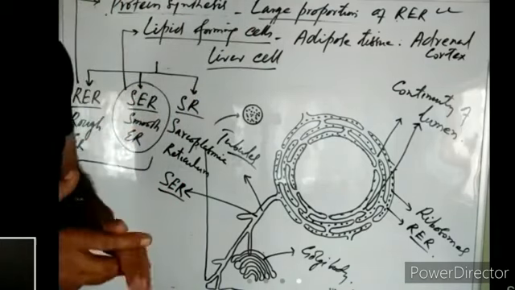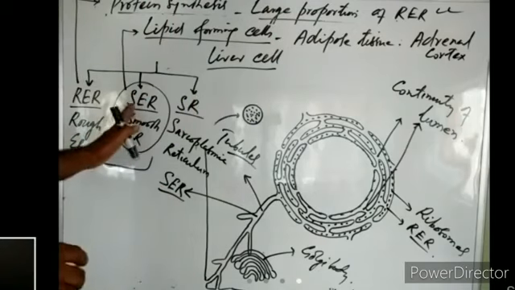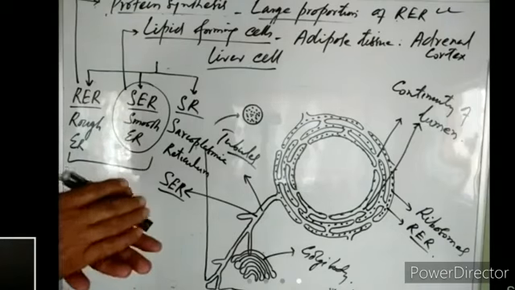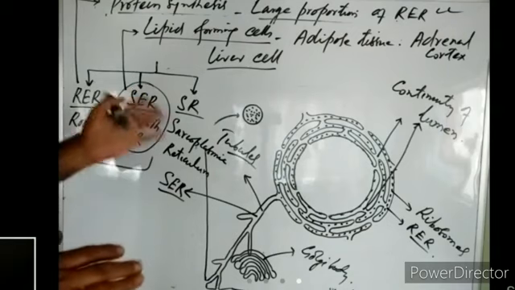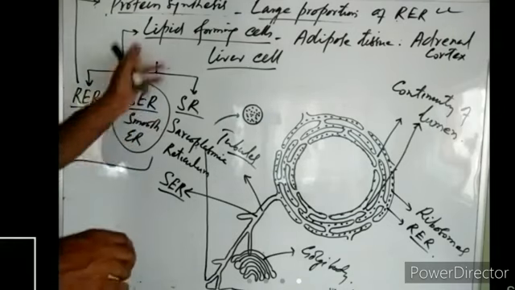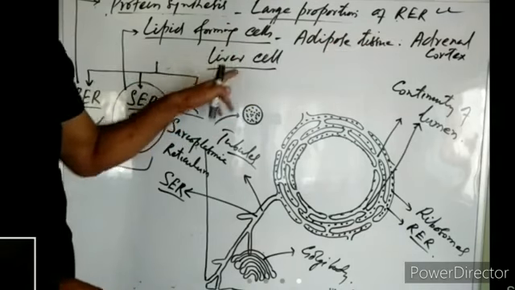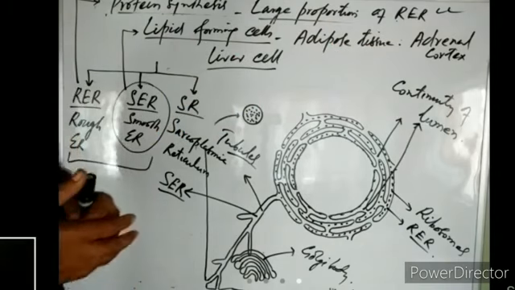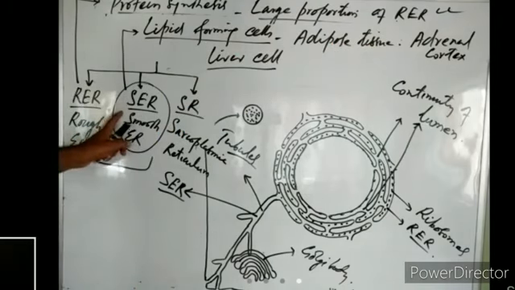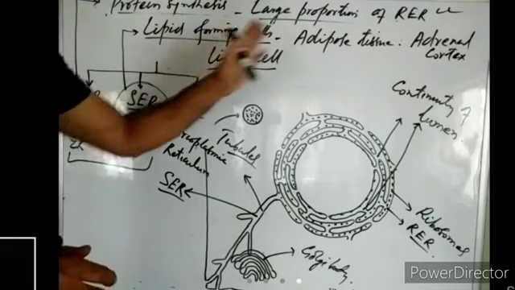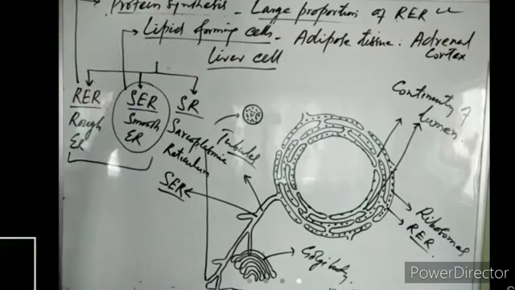Whereas lipid forming cells, fat forming cells, they are rich in SER. They do also have RER, but in them RER is in lesser proportion, and SER is in greater proportion. So these cells, for example, adipose tissue cells, adrenal cortex cells, liver cells which synthesize fats, are rich in SER, smooth endoplasmic reticulum, because in this smooth endoplasmic reticulum, there are enzymes which are involved in fat synthesis, which are involved in steroid formation. That is why it is found in fat or lipid forming cells.